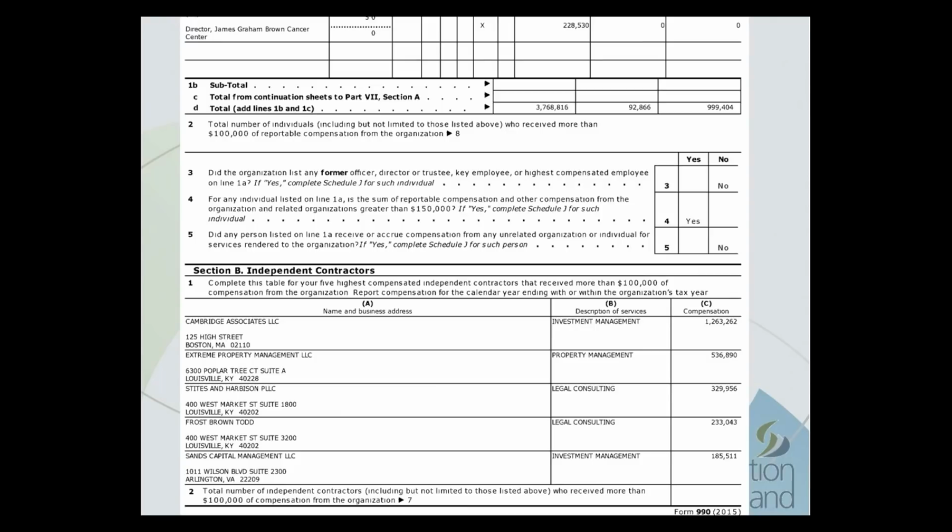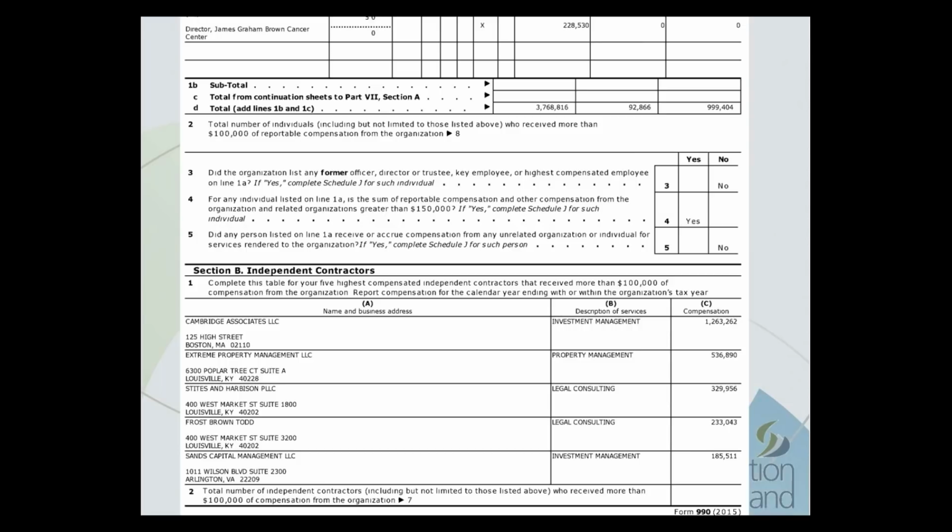We can take a look at the compensation report. We've got a subtotal of $3.7 million in base. Below that, total number of individuals who received more than $100,000 from the organization, there's a total of 8. And then take a look at line 4. For any individual listed on line A, is their compensation above $150,000? If yes, they have to complete Schedule J for each such individual. And we'll look at Schedule J in a minute.